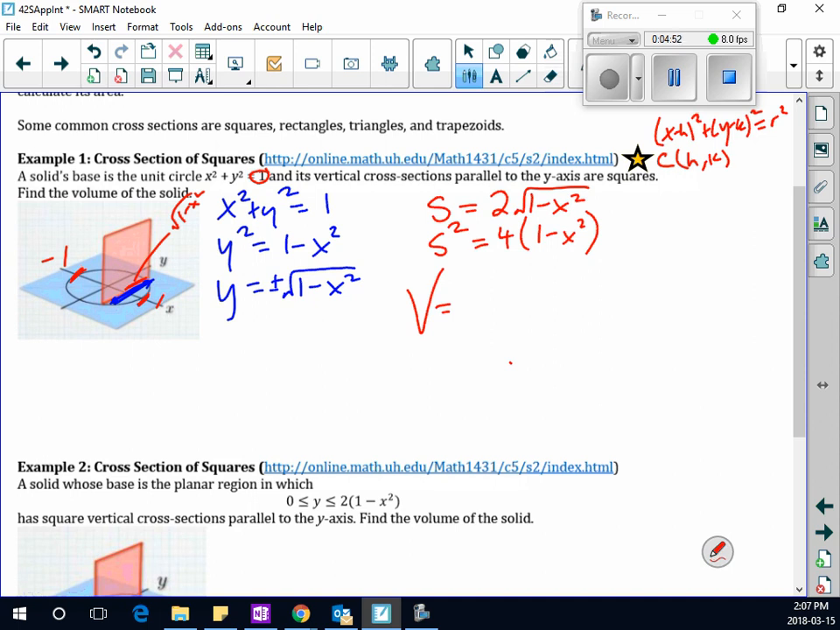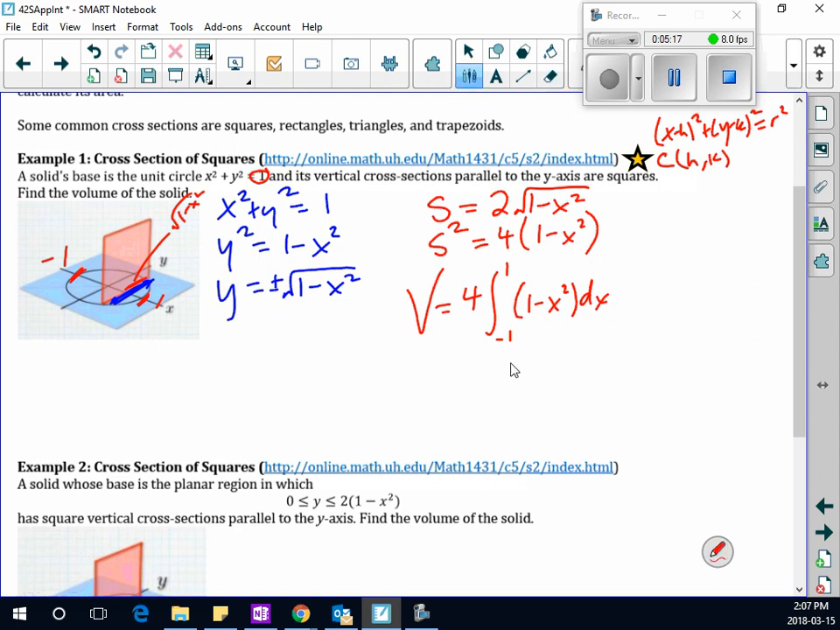Okay, so I'm going to pull out the 4, and then I'm going from negative 1 to 1 of (1 minus x squared) dx. Is everybody good with that? Because the thickness would be dx, right? I had the area times the thickness, right? Does everybody see what I did?